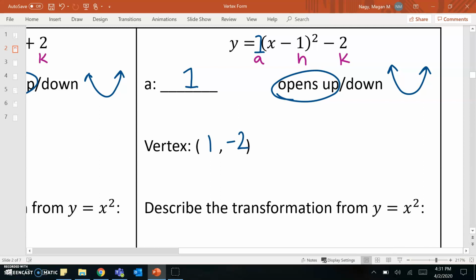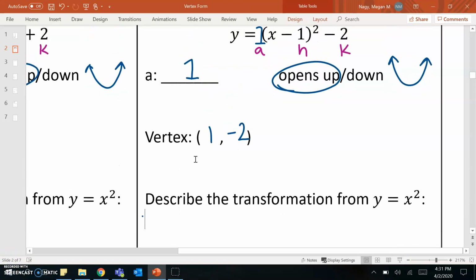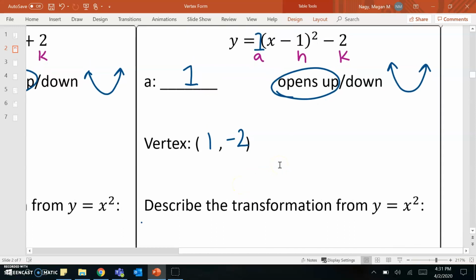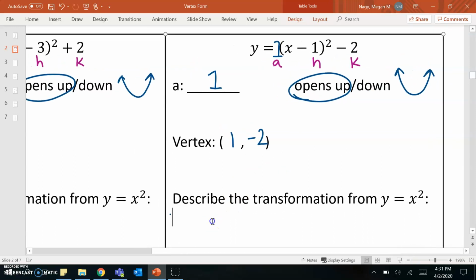I'm going to use that information to actually describe the transformation before I check it on a graph. Because remember, you guys don't have calculators at home, so unless you're using an online graphing calculator, you have to know how to do it without checking it on a calculator. So we know that H was 1, so that's going to move it left or right. And because when you change H, you get a positive 1, you're going to the right with the positive numbers. So it shifts right 1.